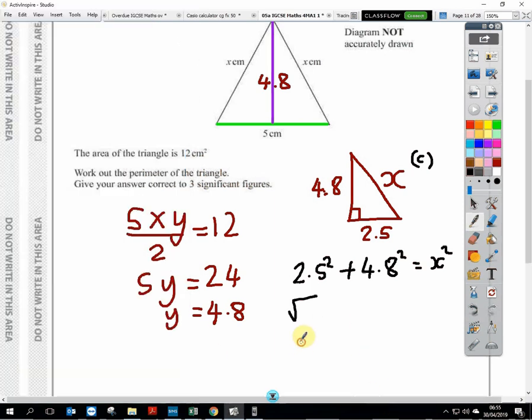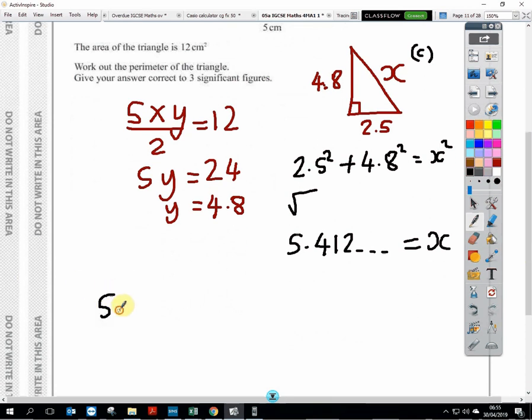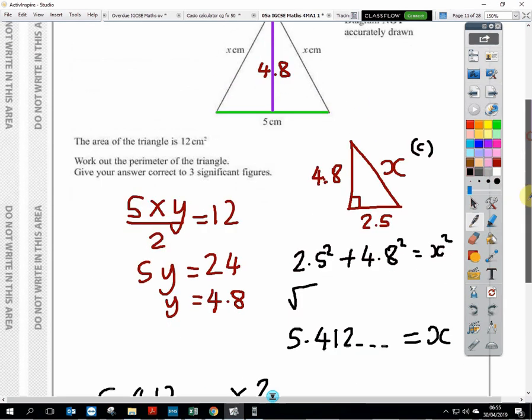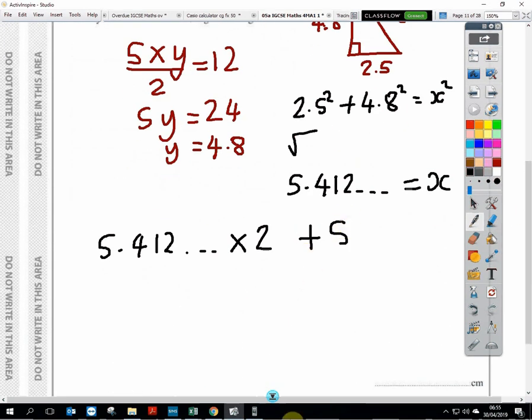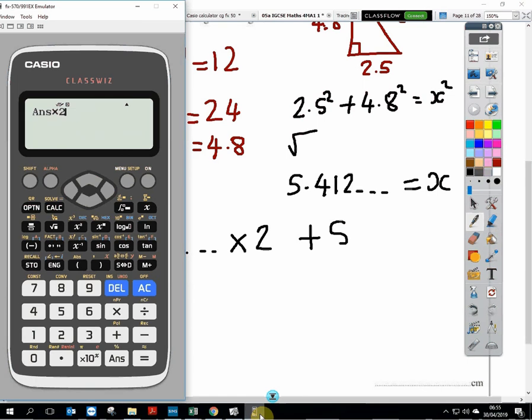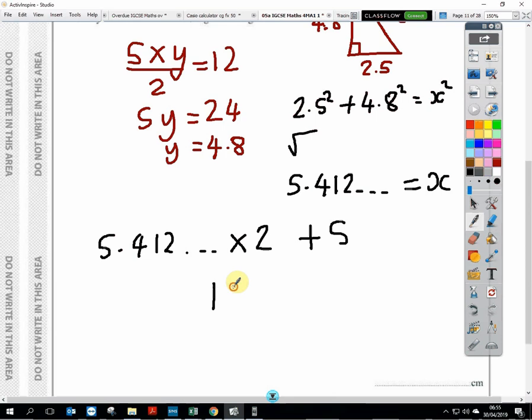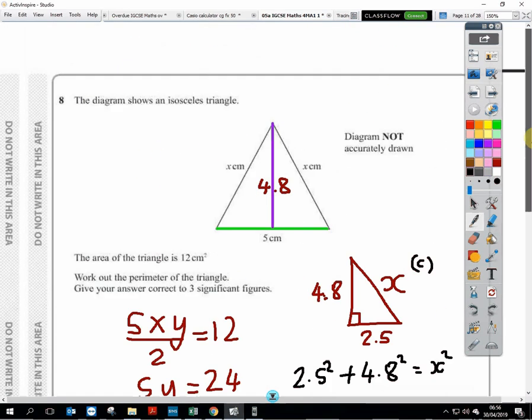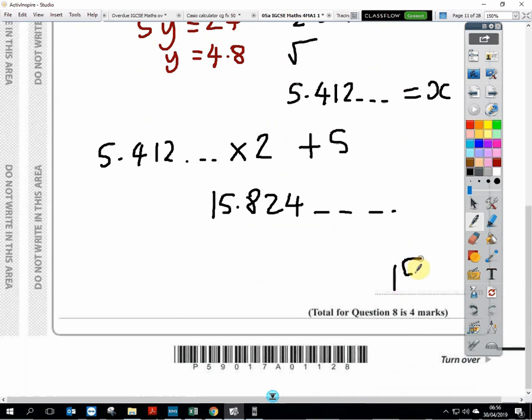Okay, that's not very nice. So we're going to copy down some of the display. You mustn't round this number. That's x, but I want the perimeter of the shape. So it's going to be 5.412, all of the display, times by 2, 2x is there, plus the 5 at the bottom. So times by 2, then add 5, and that gives us 15.824. Okay, copy down some of the display, round it to 3 significant figures, 15.8.